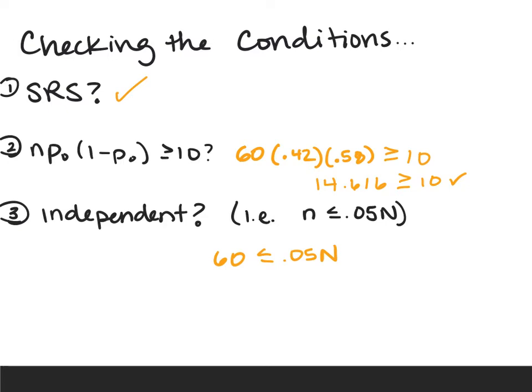So if we just want to make sure, as long as our population is bigger, and again, I'm just dividing by 0.005, as long as we have more than 1,200 in our population, then we should be good. And I gotta say, for an entire congressional district, that's very likely that there are more than 1,200 people in there. So I think all of our conditions are met. We're ready to move on.